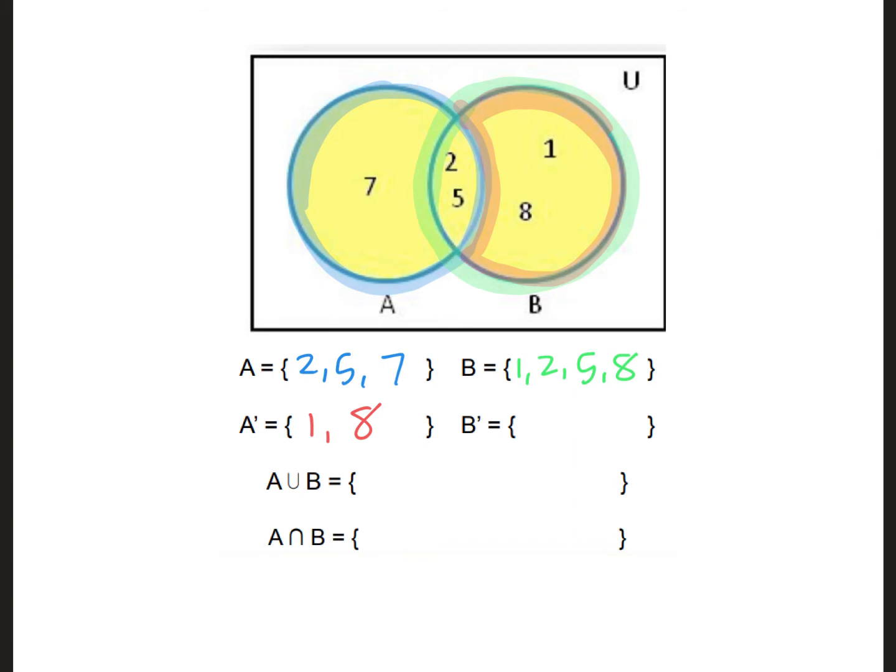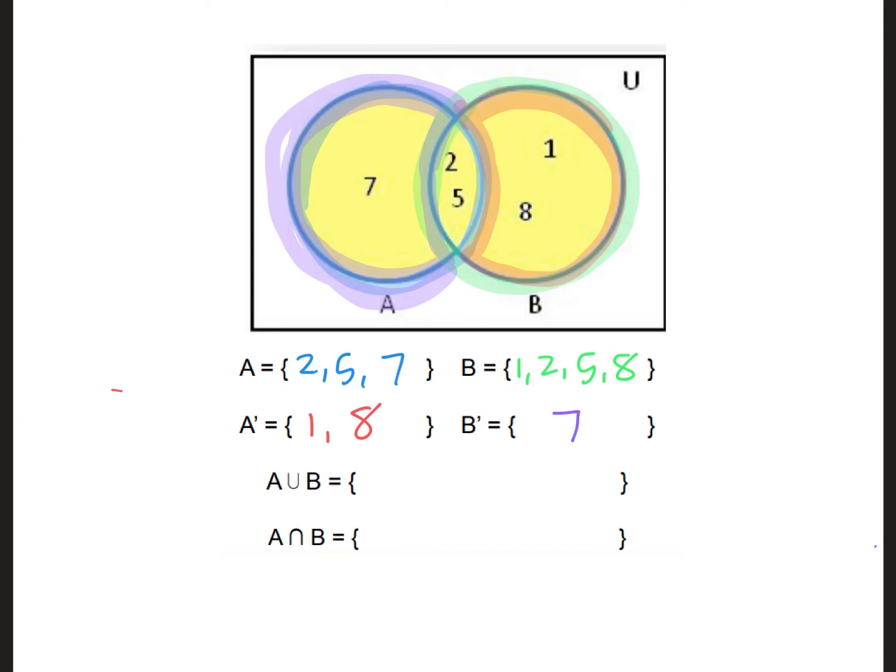B prime is going to be everything that isn't in B. So for B prime, you are looking at everything that is not a part of B at all. So I know my highlighting is getting out of control, but it's this little purple section here. It's literally just the number 7.